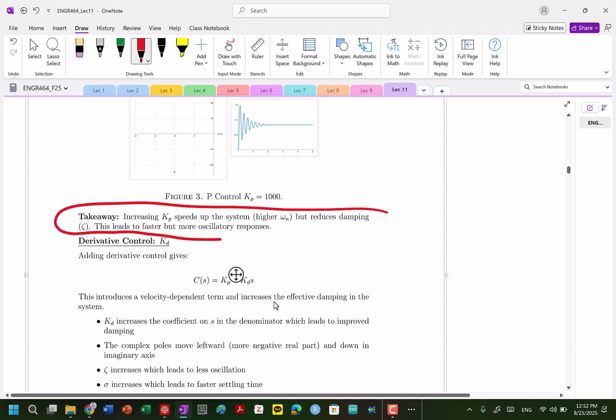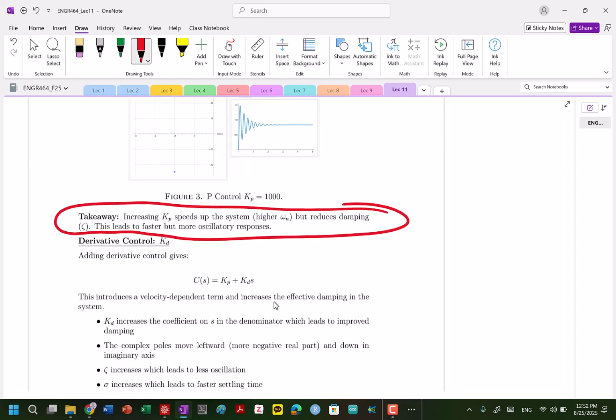So those are our takeaways for a proportional controller. Now, what if we add a derivative control?